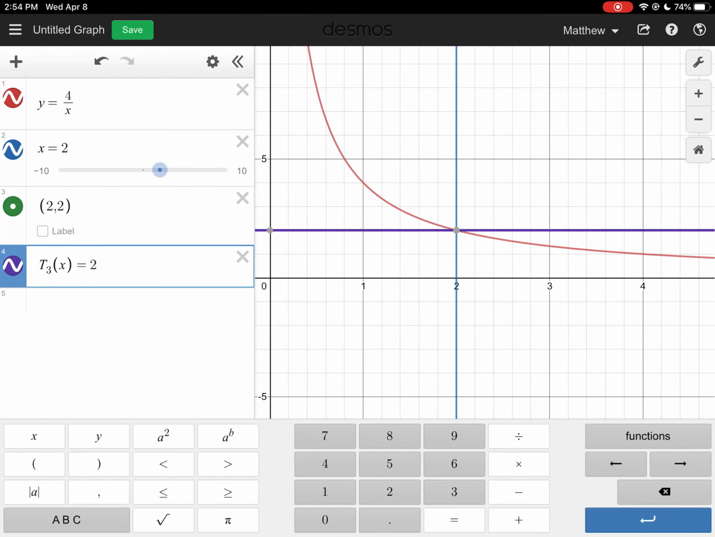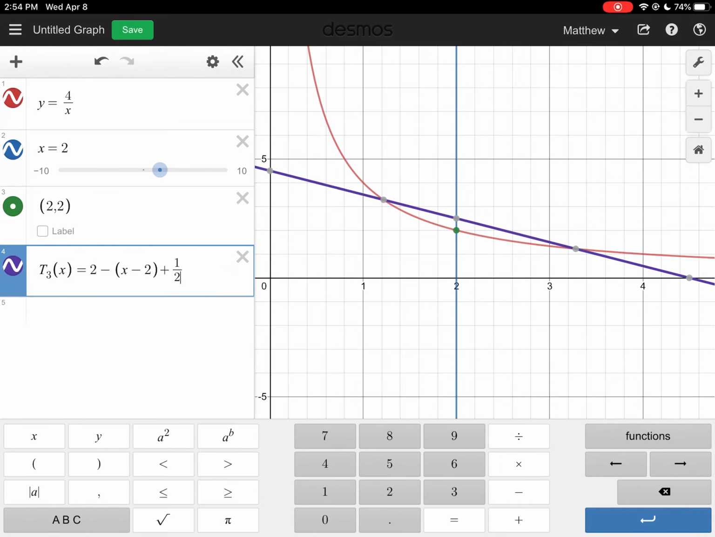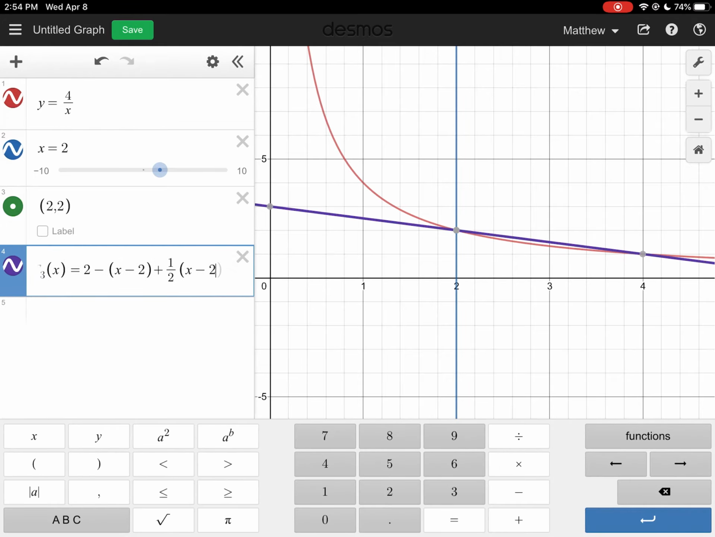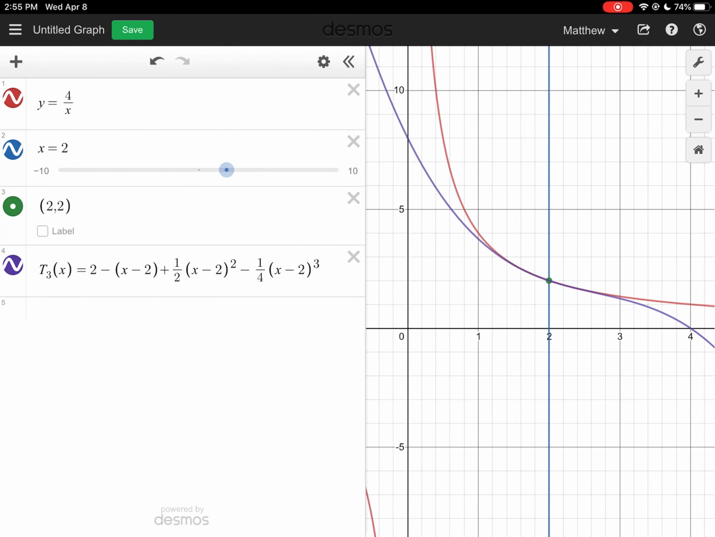Okay, so if you stop at the constant, T3 of x equals only the 2, then you're going to get the 0th degree best approximation of this curve. The next term was minus an x minus 2 inside these parentheses. That makes the tangent line. That's the 1st degree Taylor polynomial. Plus 1/2 of x minus 2, squared. Now we have a parabola approximating this 4 over x graph. And we're going to go one more term. All right, and so there's our actual T3.